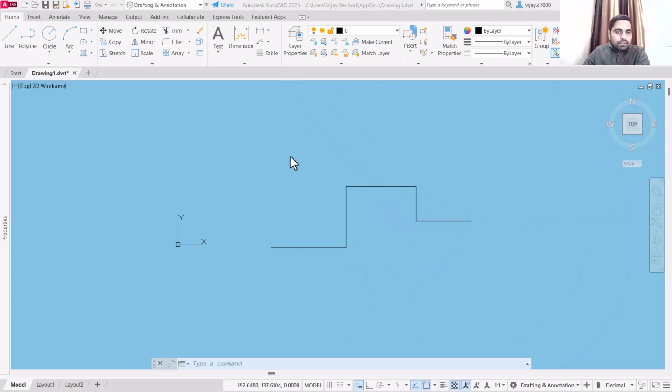I'm repeating the same again. We have learned about polar tracking and ortho mode in this video, and the shortcut for ortho mode is F8, and for polar tracking the shortcut is F10: function key 10 and function key 8. So these are the shortcuts.